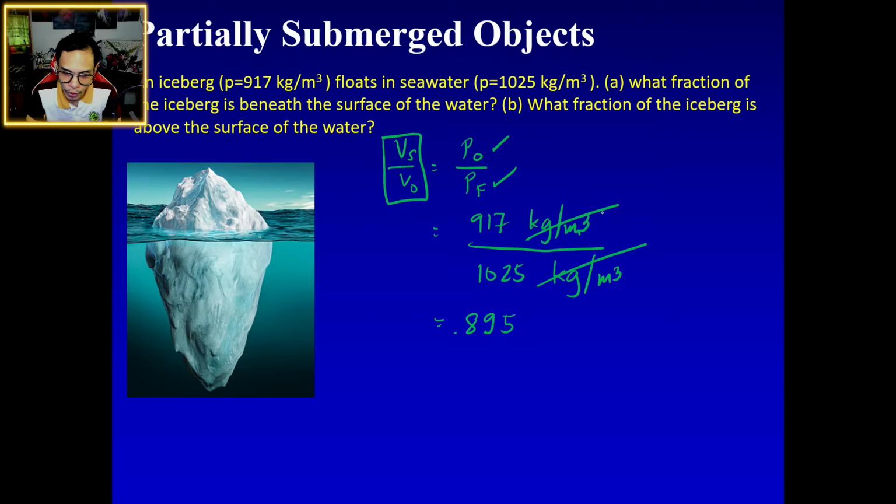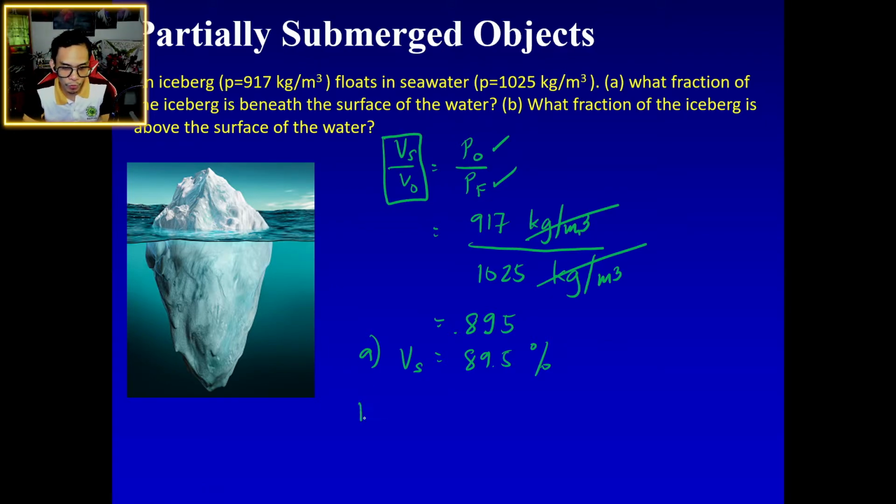Now, if you want to convert it into percent, that will be 89.5%. So for letter A, the answer is 89.5%. That is the volume submerged. That's the volume of the iceberg that is submerged under water.